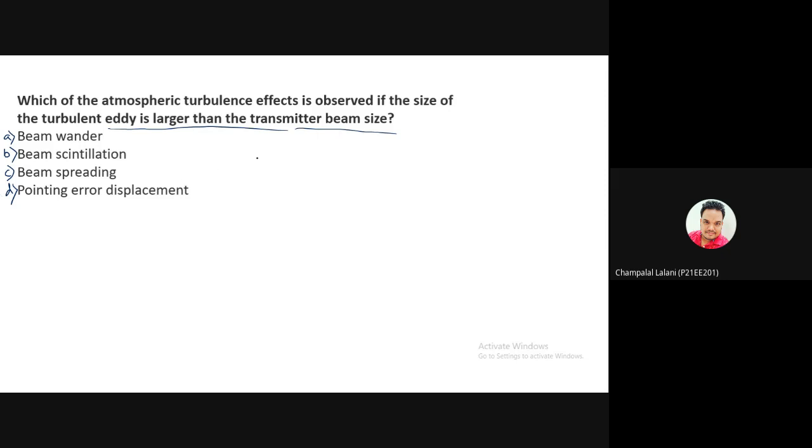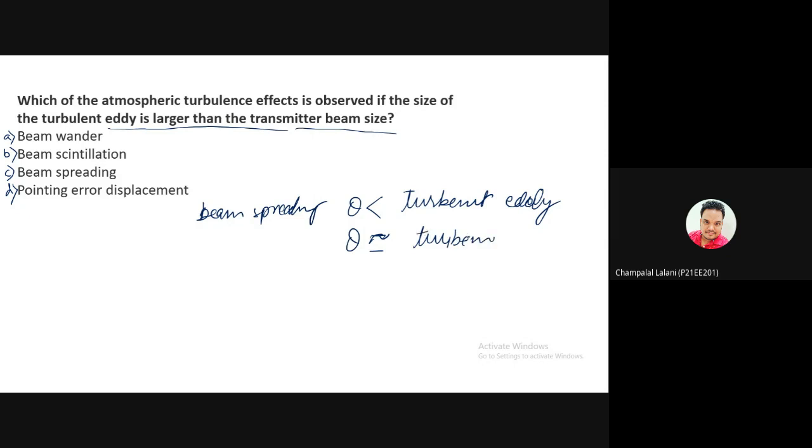As I have explained previously, there are three phenomena: beam wandering, beam scintillation and beam spreading. Beam spreading happens when the size of the particle is less than the turbulent eddy. This causes beam spreading. And if the size is nearly equal to the turbulent eddy, then you will have beam scintillation.